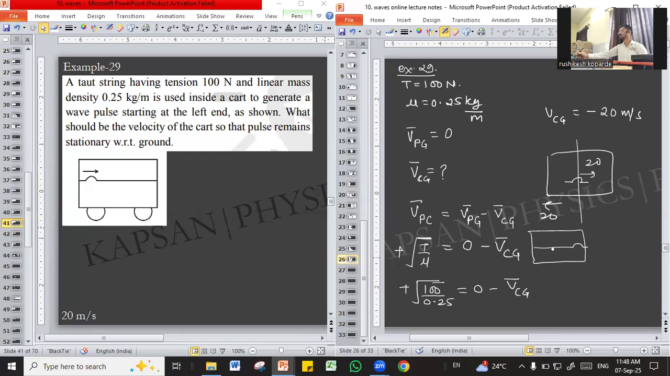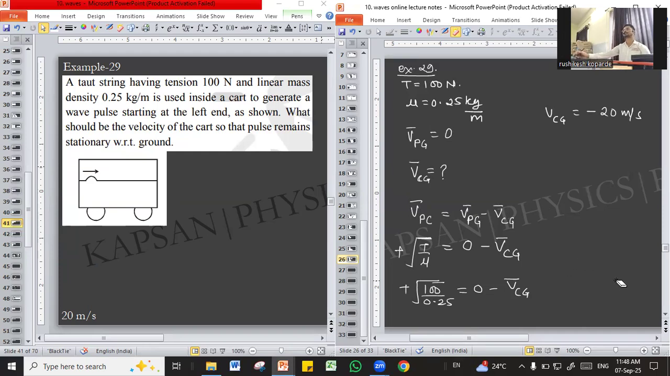The cart has moved back, the pulse has moved forward, but the ground person will see the pulse at the same place. Yes or no? After some time, what will happen? The cart will move back, the pulse will move forward. Effectively, with respect to ground, the pulse stays at the same place. So the correct answer of velocity was minus 20 meter per second, magnitude 20.